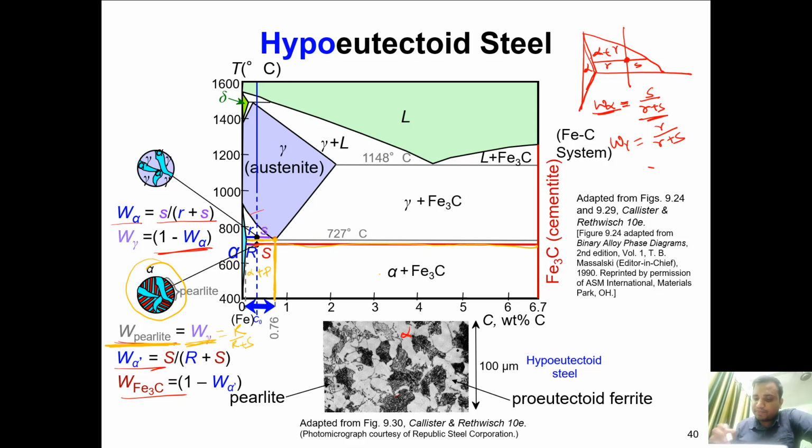Okay, no problem. And now it is asking you to find this alpha and Fe3C. So alpha is on the left hand side, so S will be this complete S over here, right? So I think, oh sorry, this S is not the complete S. This S will be up to here, like 0.76 minus this composition, that is C naught. Okay, now if you want to find this alpha, then it will be this complete length S divided by R plus S, and for Fe3C it is 1 minus W alpha, right.